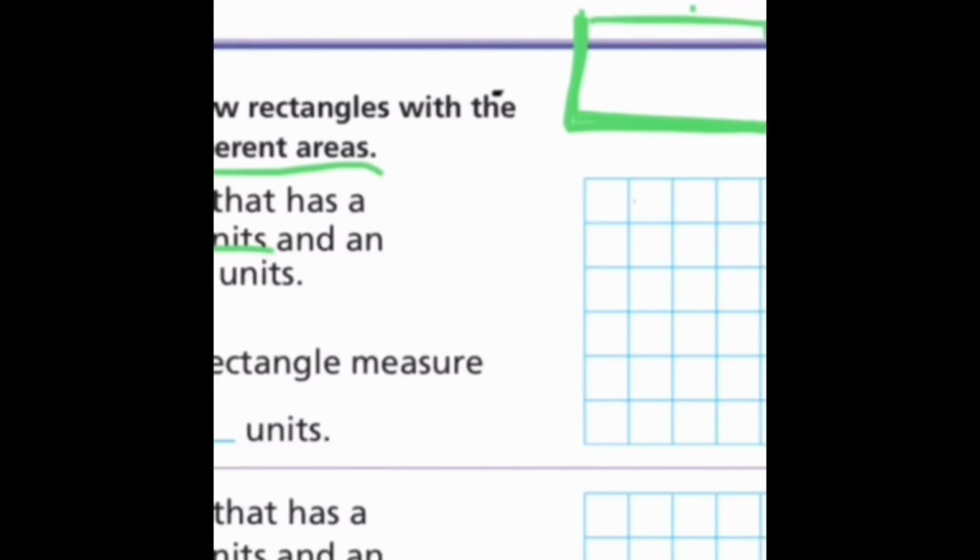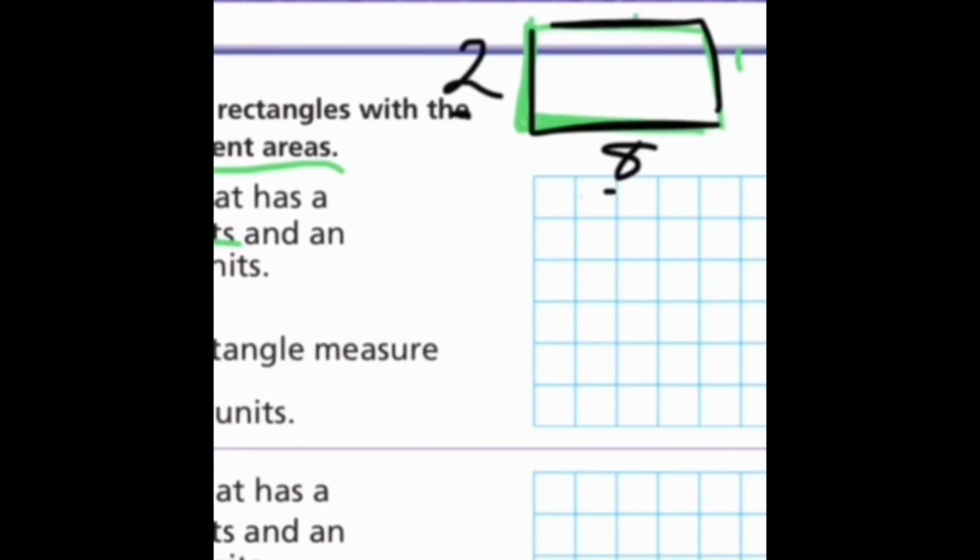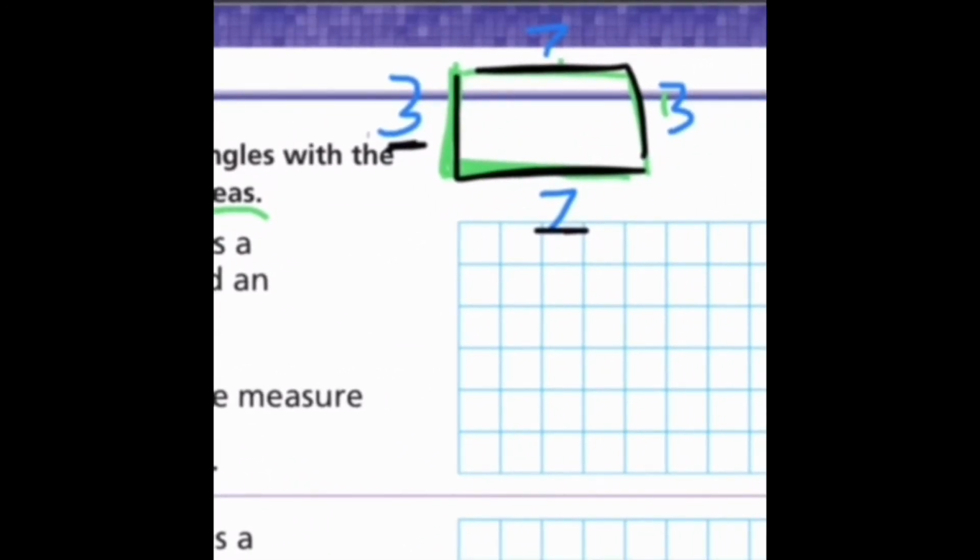How about 2 and 8? 2 plus 8 is 10. Plus 10 more is 20. But 2 times 8 to find the area is just 16. So that doesn't work. Let's try two other numbers. Let's go with 3 and 7. That's 10. Plus 10 more. So now I have a perimeter of 20. Multiply the two side lengths to find the area. 3 times 7. Well, that's 21, not 24. But I think I'm getting close.